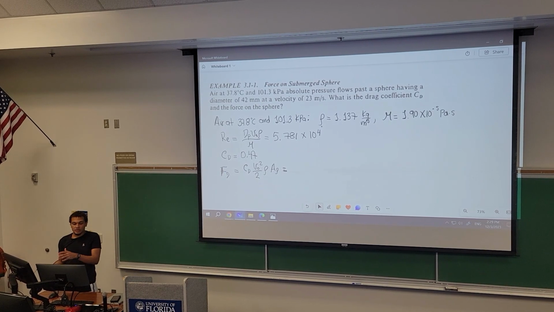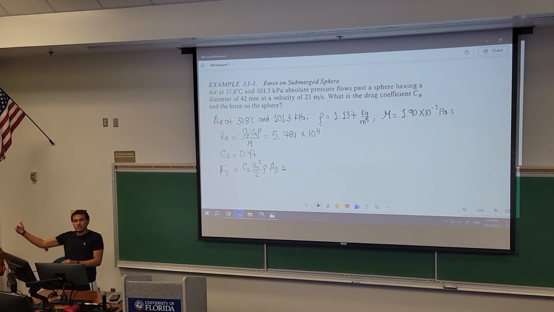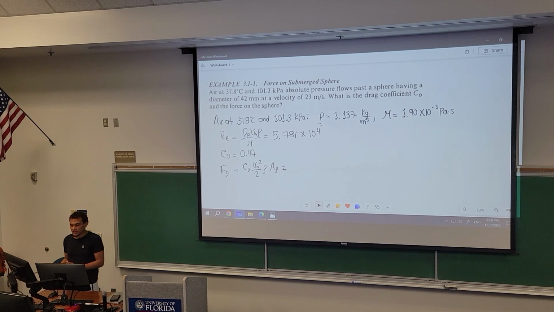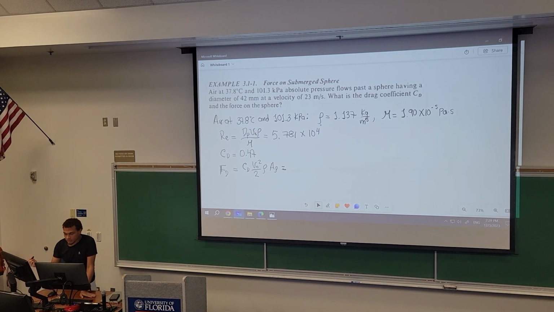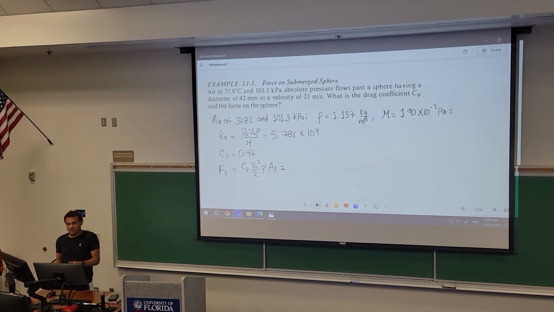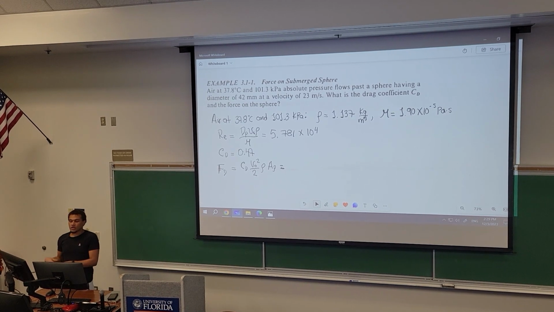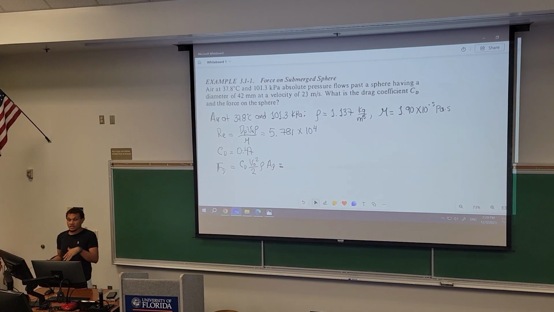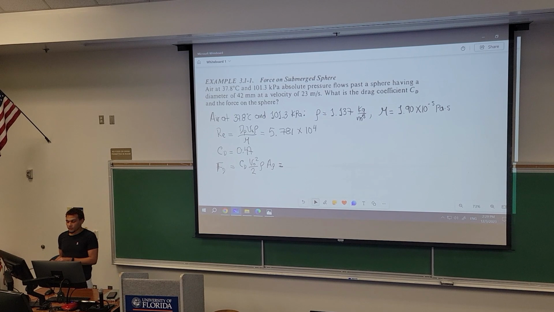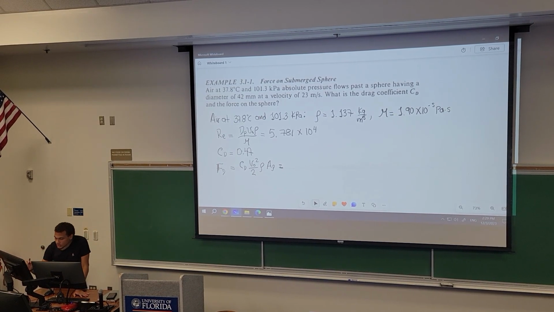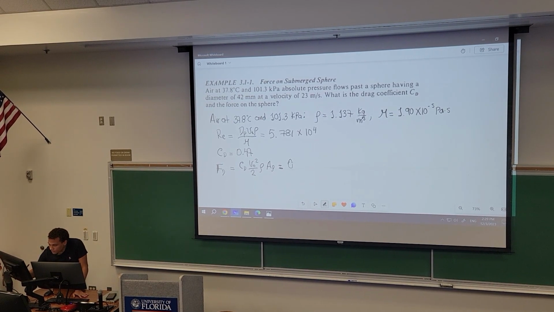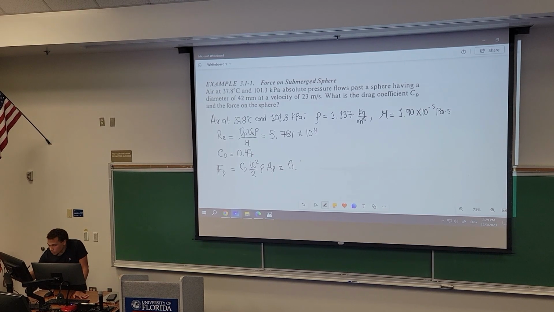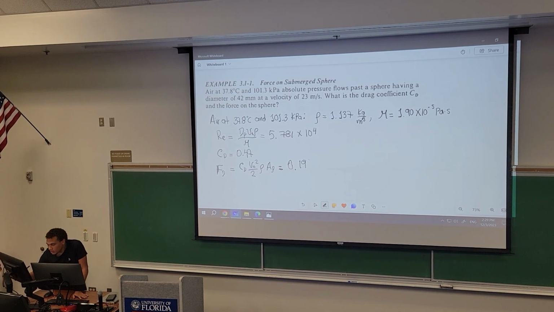And having found the Reynolds number, we can go back to the diagram that we just presented and find the drag coefficient to be approximately 0.47. And having found that, then we can use the equation provided in the previous section to determine the drag force, which will be, in our case, 0.1958 units.